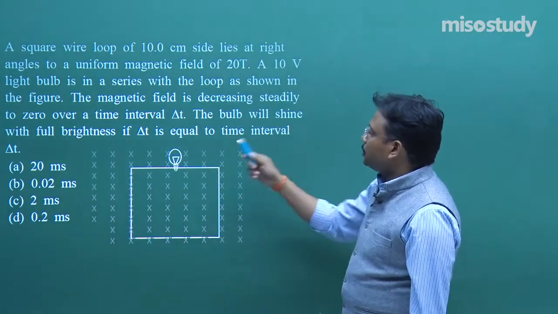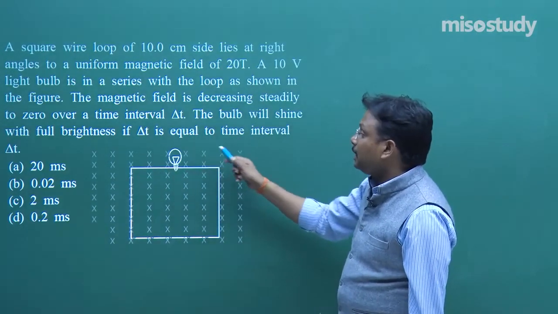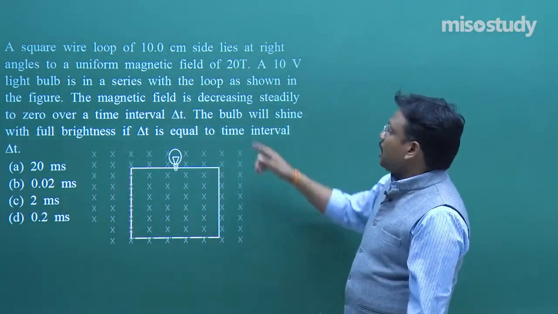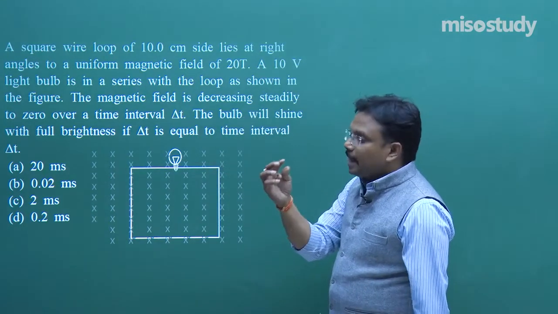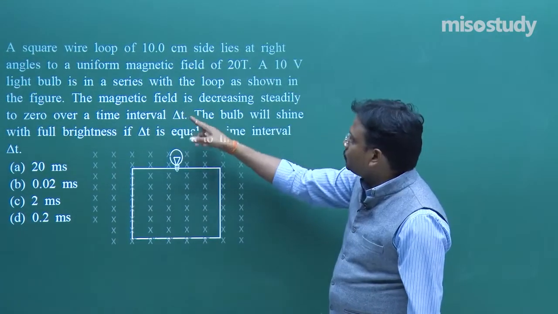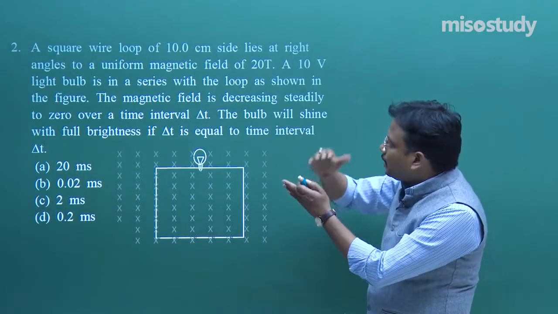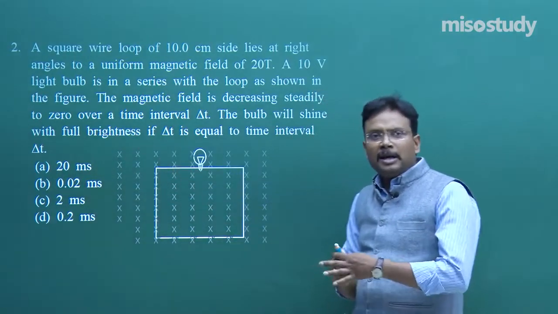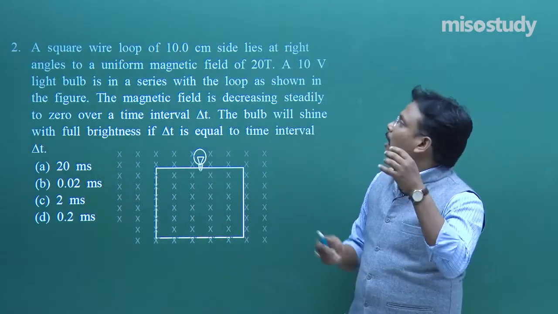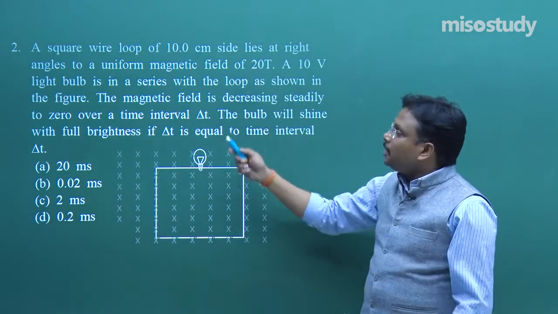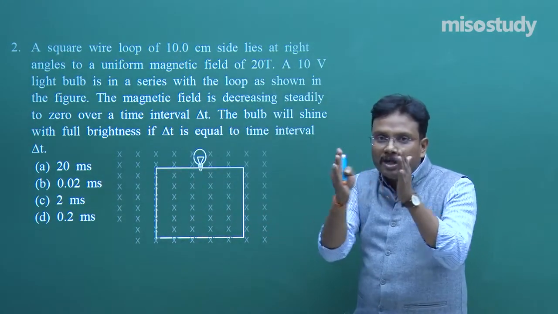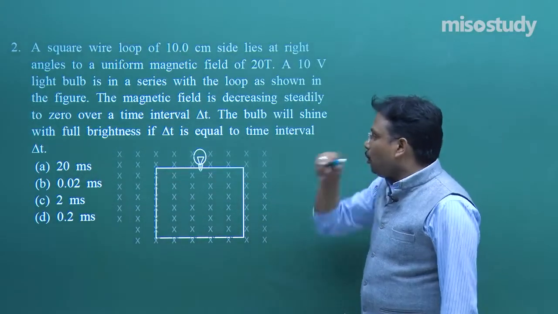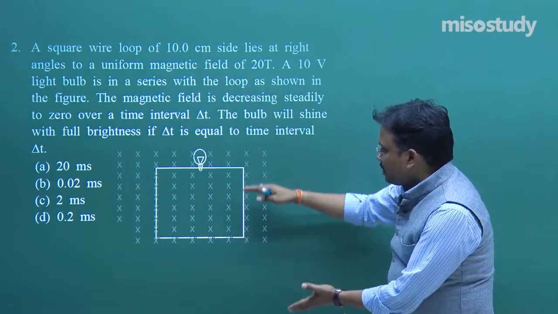So, the bulb will shine with full brightness if delta t is equal to the time interval, the value of delta t. And what is delta t? Actually, delta t is that small amount of time in which the magnetic field goes from a higher value to 0. Initially, let us say the value of B was, for example, 20 Tesla as it is given. So, it is reaching 0 in a very short duration. You have to find that short duration. Fine. So, again the problem is simple.